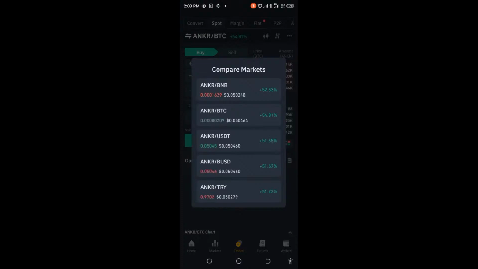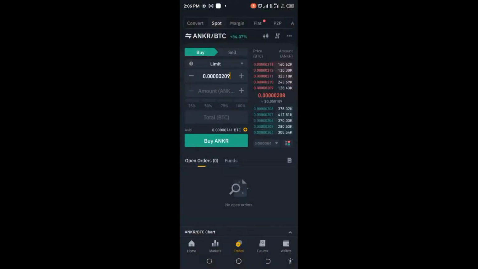Okay, so I'm actually back and I'm just going to put it on a sell limit. I'm going to take this up to 0. That should be 210, or should I make it 211?